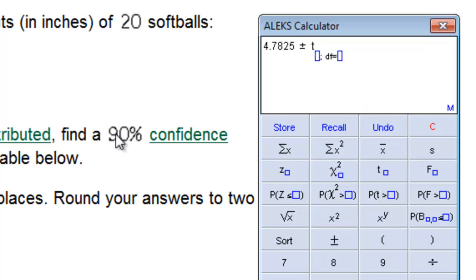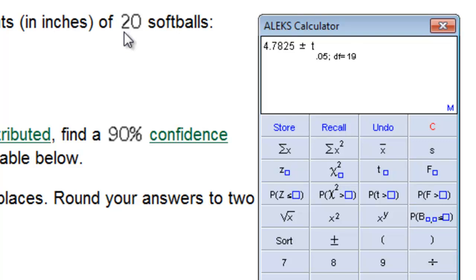Now, we want a 90% confidence interval. So my alpha divided by 2: my alpha is 0.10, divided by 2 is 0.05. So I type that in. My degrees of freedom is 1 less than the sample size. My sample size is 20, so my DF is 19. Hey, look at that. I didn't mean to do that, but that is exactly what we just did a second ago, right? In using the table.